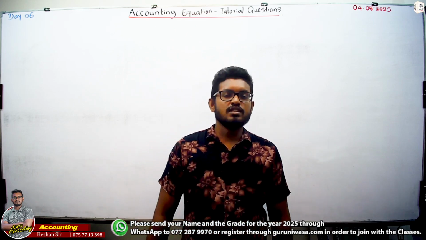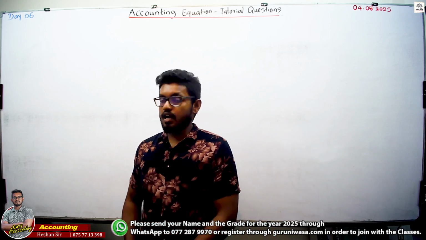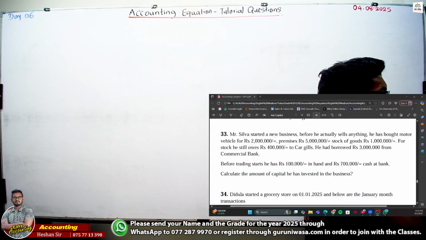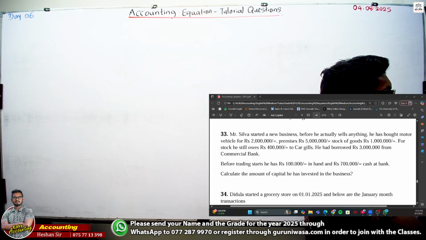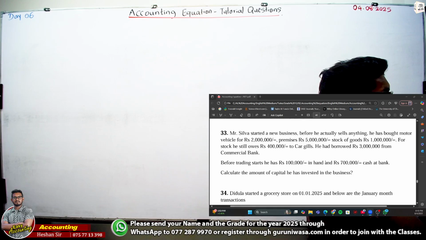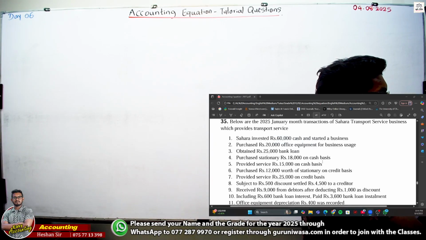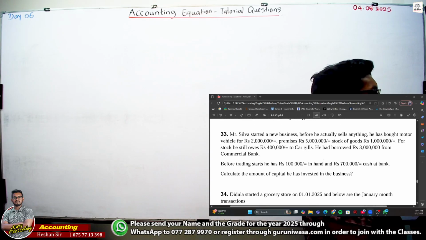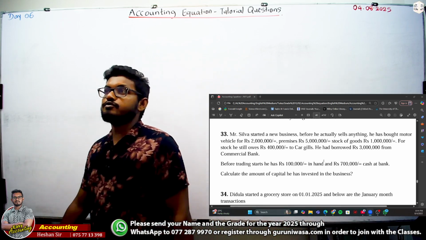We have only a few things to cover in our tutorial questions on the accounting equation. I think I have done up to 22. Am I correct? Did we discuss 23? Today let's go to the 24, the big one. Did we discuss 33? Yes, sir. So let's start from there.